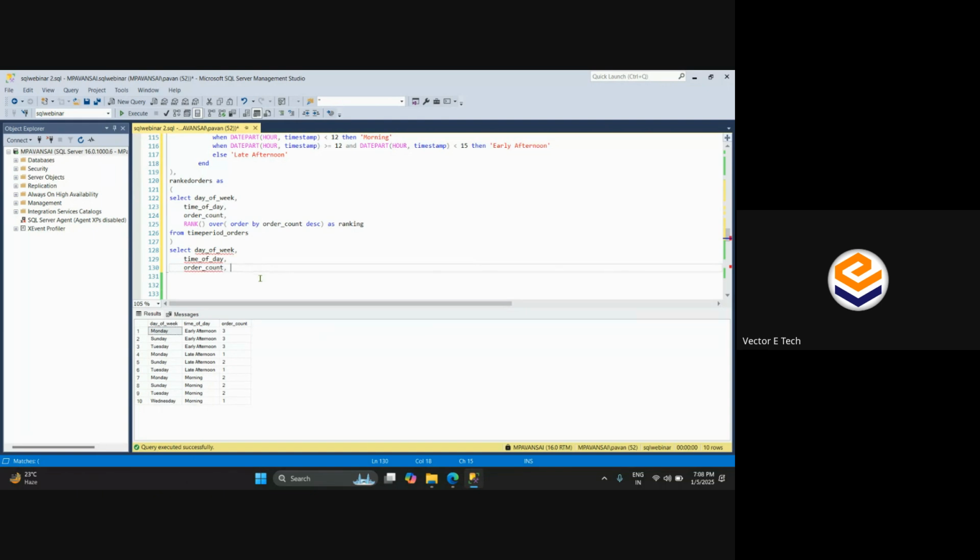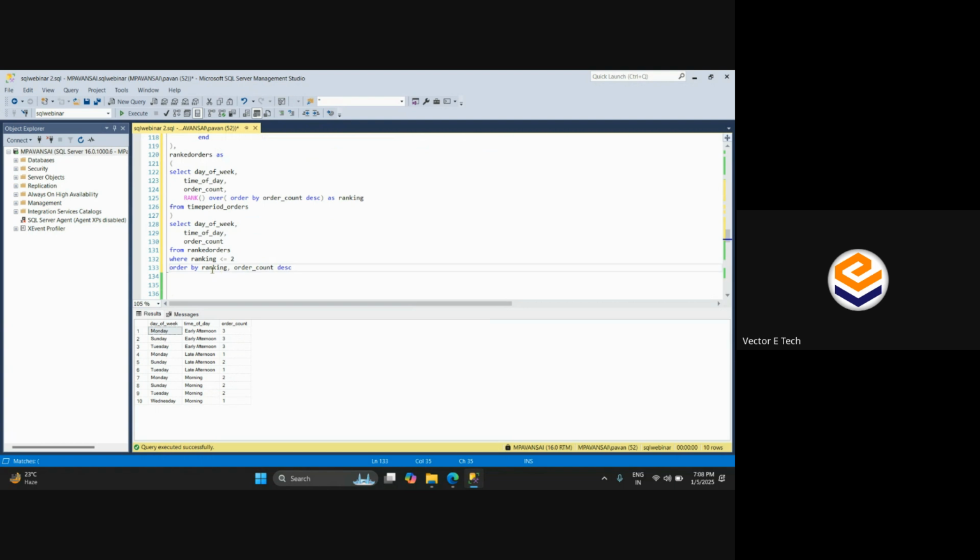Now in order to filter the ranking, can anyone tell me the condition? From which table? Ranked orders. That is my last CTE, right, which I have created. This is my ranked orders. What is the condition? Where ranking is less than or equal to 2, right? This is all we want. And we have to properly order by ranking, and also order count must be in descending order. Right. So these are the conditions which we have to understand.